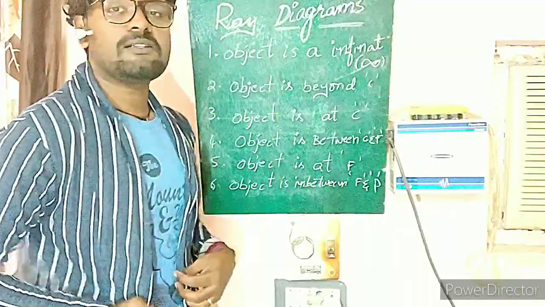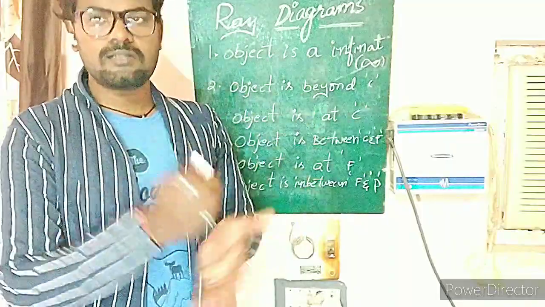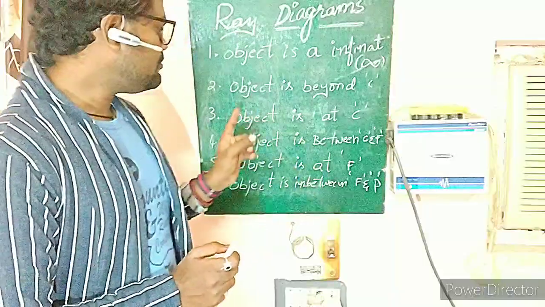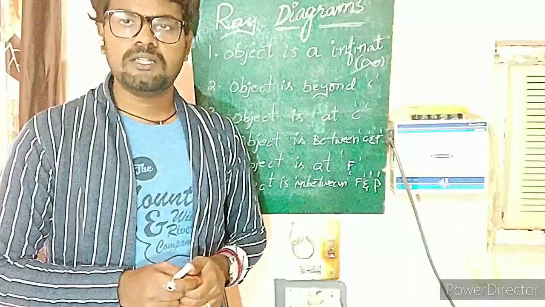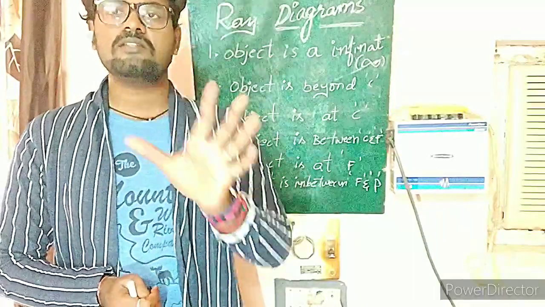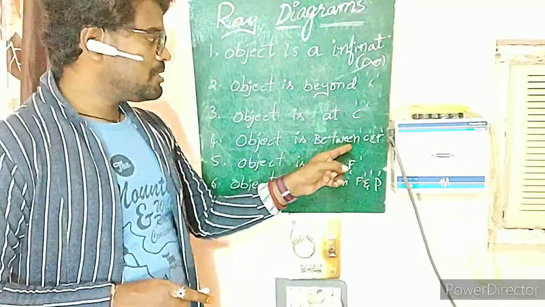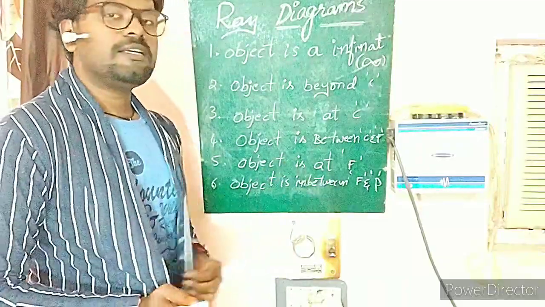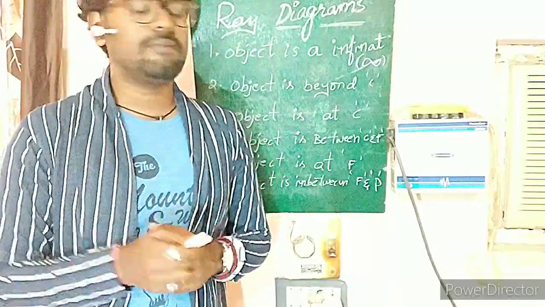The second one is when the object is beyond the center. When the object is beyond the center, the image forms in between focus and center. It is a real and inverted image, and the size is diminished. The third condition is when the object is at the center. When the object is at the center, you get an image exactly at the center, in an inverted way. That is, you get a real image which is the same size as the object. The next condition is when the object is in between center and focus. Then you get an image beyond the center. It is a real image, also inverted, and the size of the image is magnified.